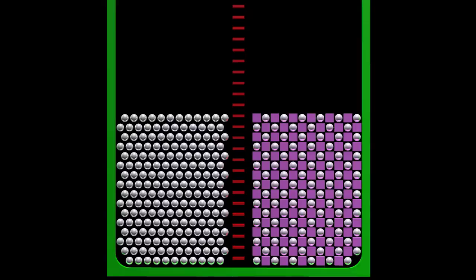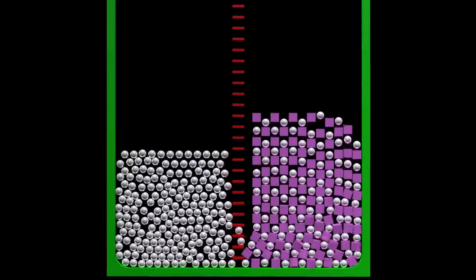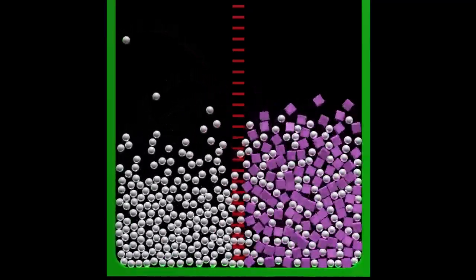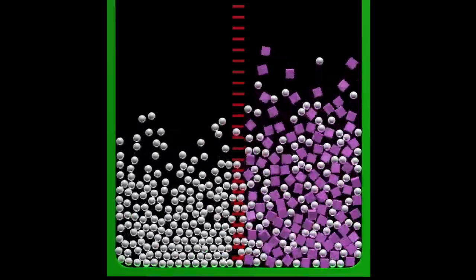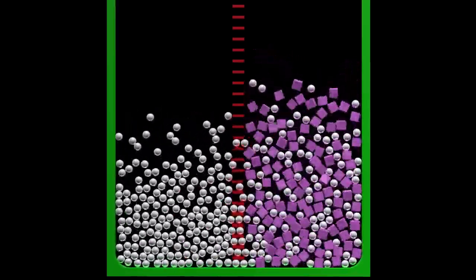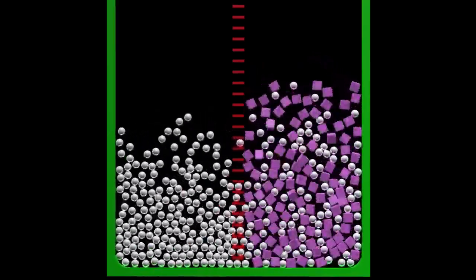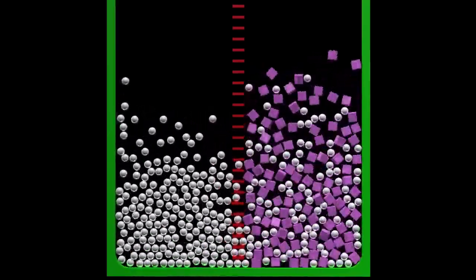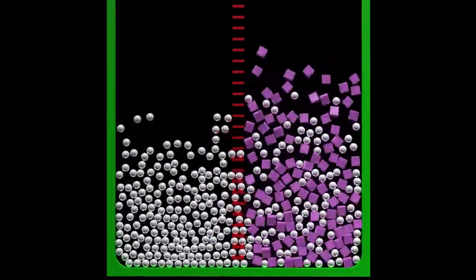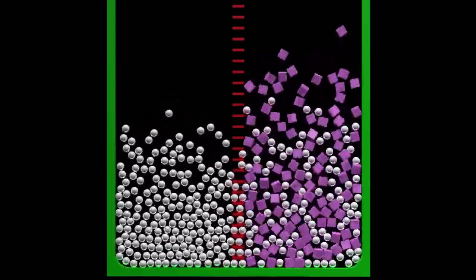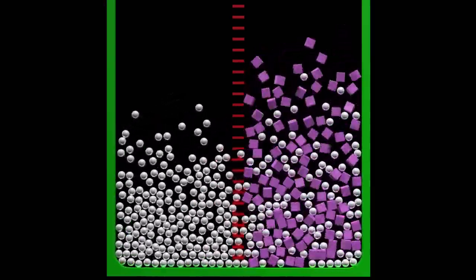We have two types of particles, represented here as balls and squares. In this simulation, the balls and squares have the exact same density, and they interact through perfectly elastic collisions. The barrier in the center only allows the balls to pass through. The square particles are unable to cross the barrier.